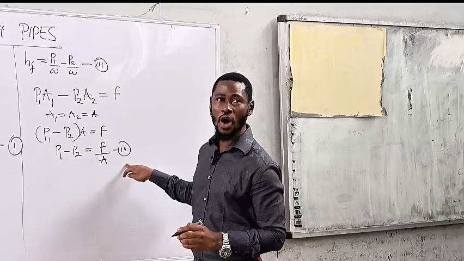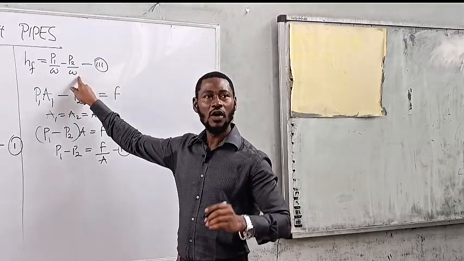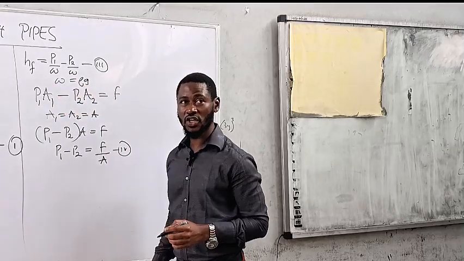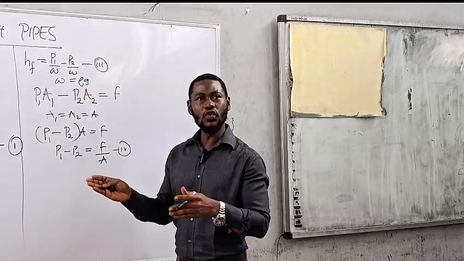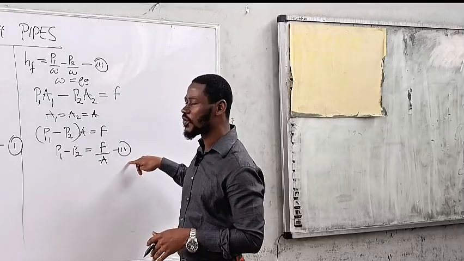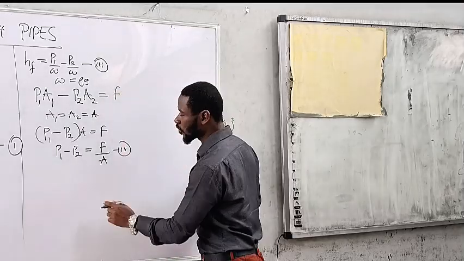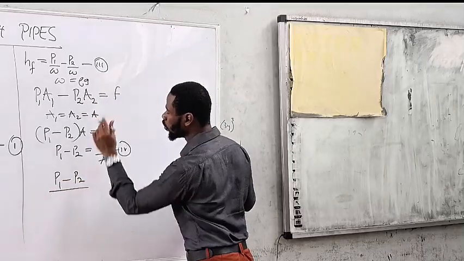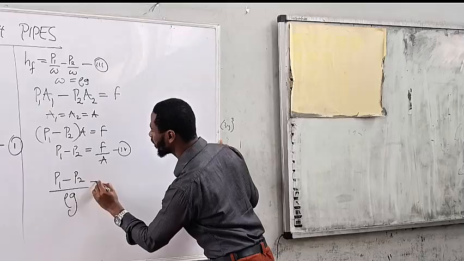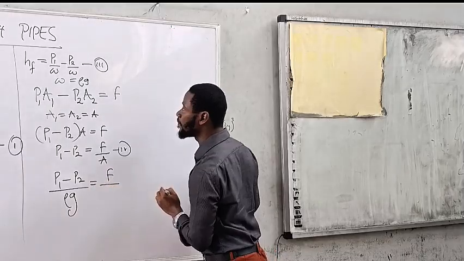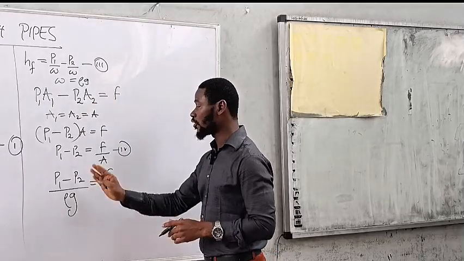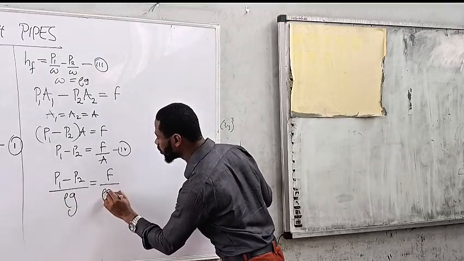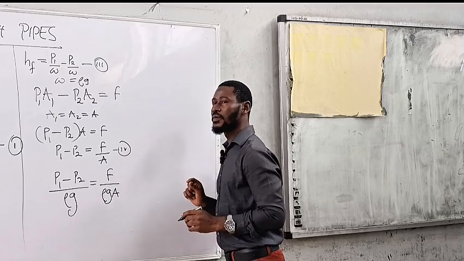We want to make it come in the form of this. Omega is defined as density multiplied by acceleration due to gravity. So we need to insert it. We want equation 4 to look like equation 3. Then we come back here, we have P1 minus P2 divided by rho G, which is the same thing as force divided by rho G. Whatever you do at the left side, you must do at the right side. So we have rho G multiplied by area.